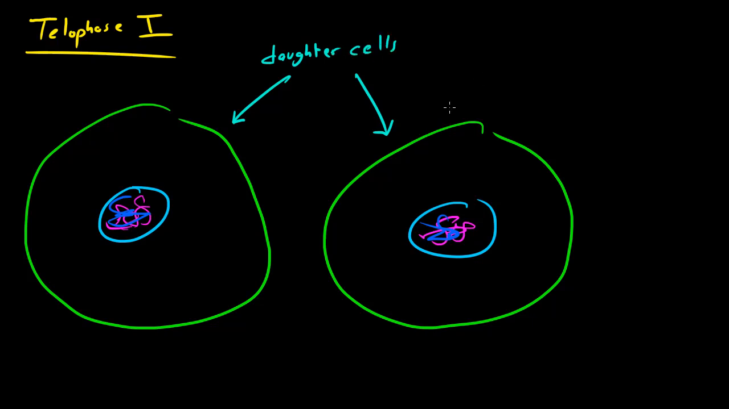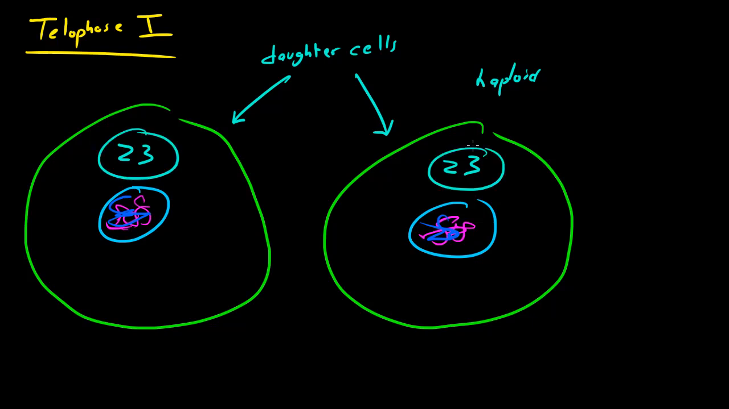And remember, they are haploid, H-A-P-L-O-I-D. What haploid means is they have one set of chromosomes. Remember I said that we started with the diploid cell, which had 46 chromosomes, or two sets of chromosomes, one from your mom, one from your dad. Well, at the end of meiosis 1, or telophase 1, we have two daughter cells, each of which has 23 chromosomes, or one set.